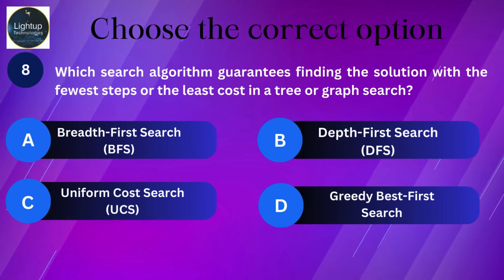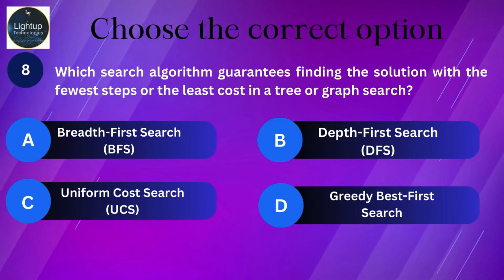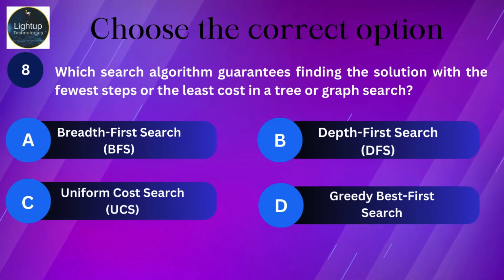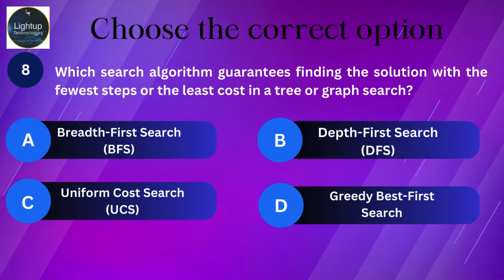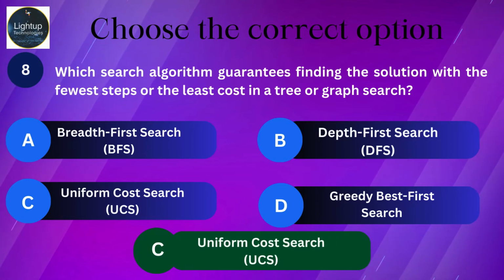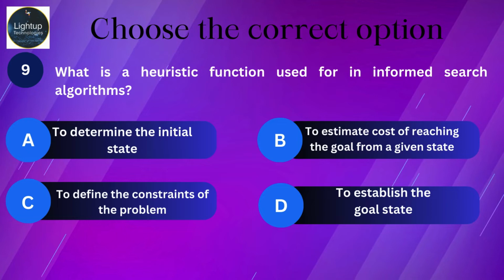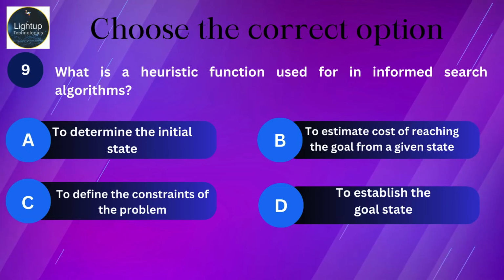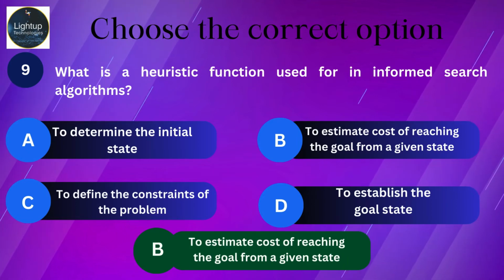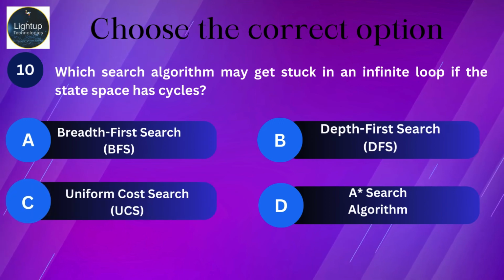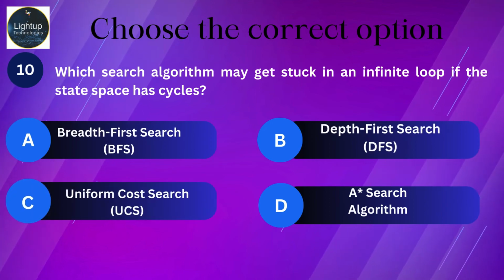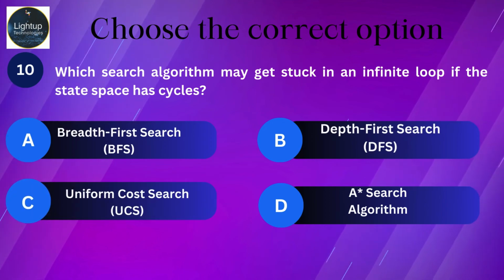Which search algorithm guarantees finding the solution with the fewest steps or the least cost in a tree or graph search? What is a heuristic function used for informed search algorithms? Which search algorithm may get stuck in an infinite loop if the state space has cycles?